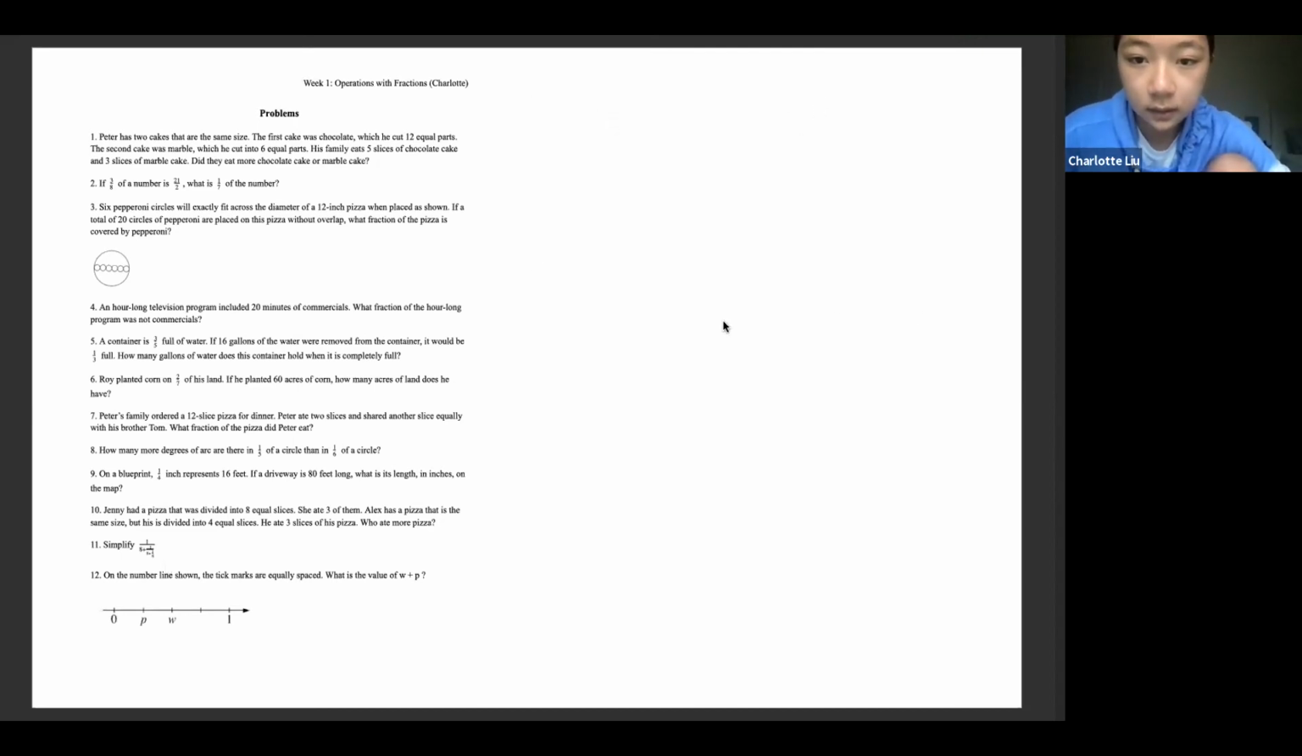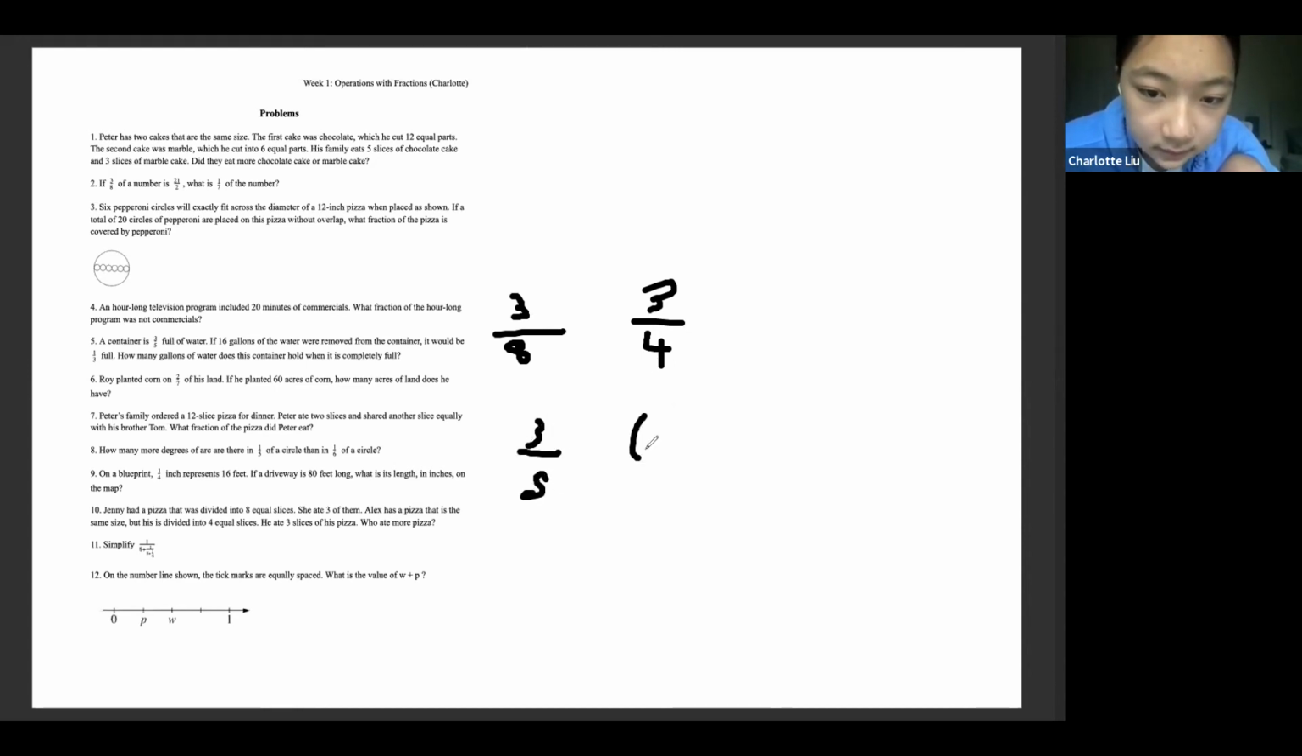Okay, so all the responses I got were correct, so I want to explain now. So basically, Jenny ate 3/8 of her pizza, and Alex ate 3/4 of his pizza. So you would just compare these fractions. You multiply this fraction, the numerator and denominator, by 2. So you'll get 3/8 and 6/8, which means that Alex ate more.